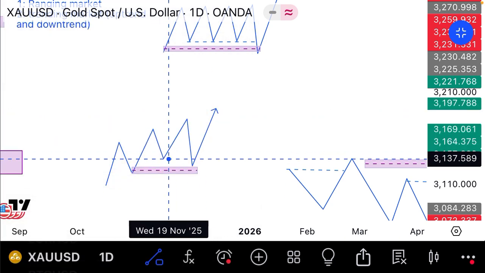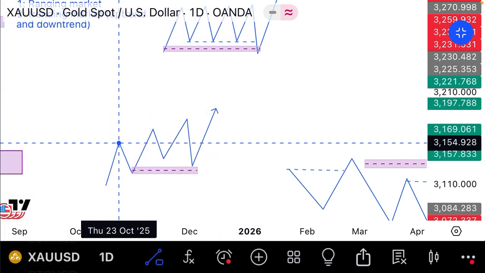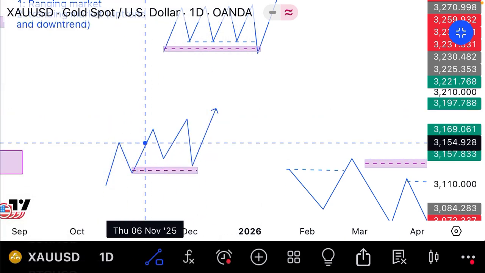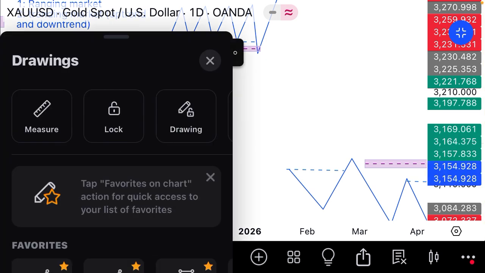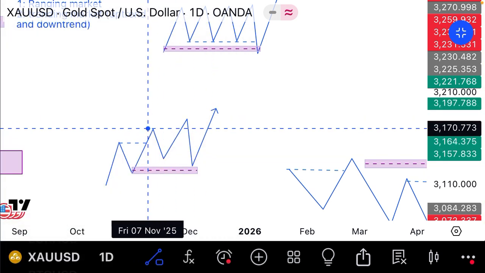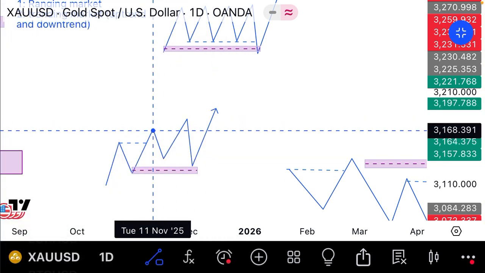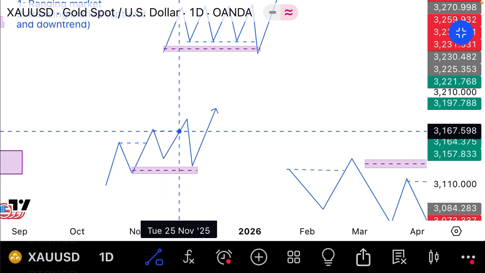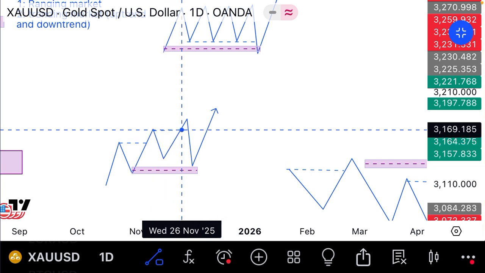creating an inducement. This is an inducement after a break of structure. You can cause another if it has two breaks of structure. Know that this is an A plus setup, A plus setup.